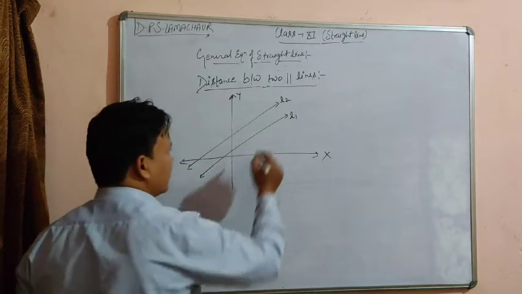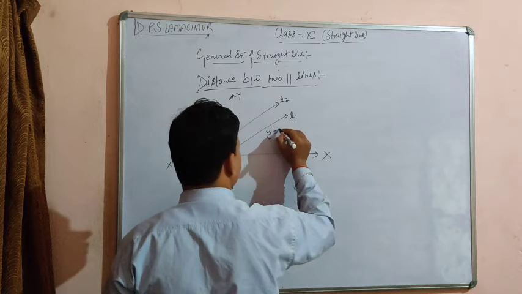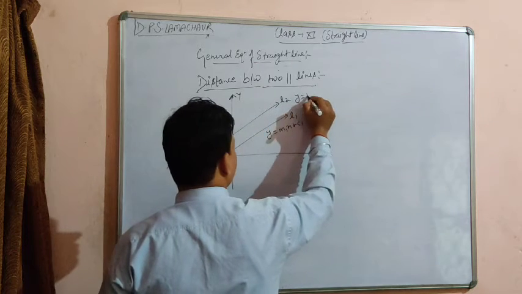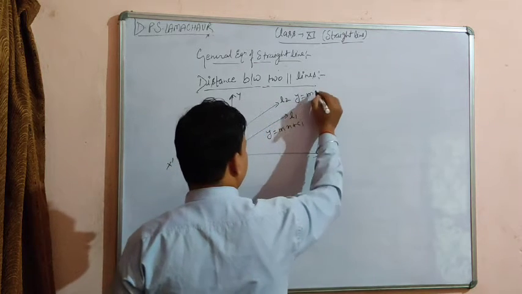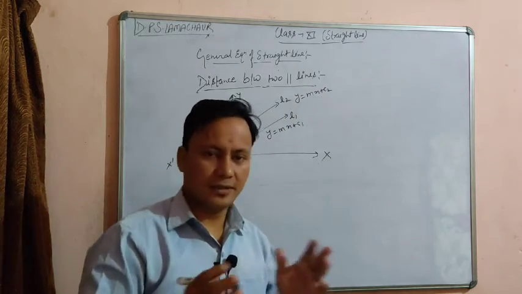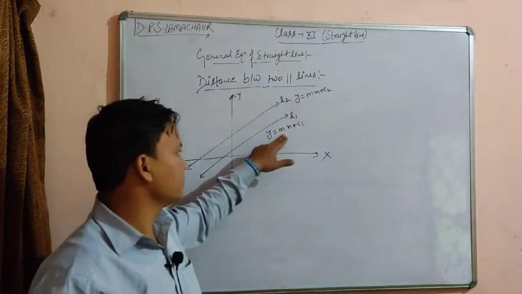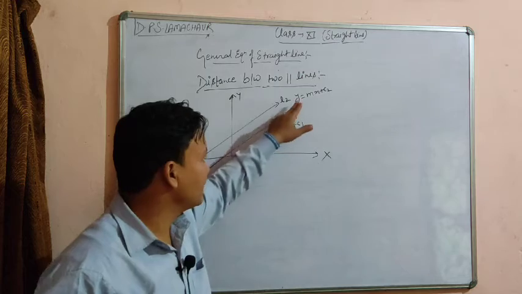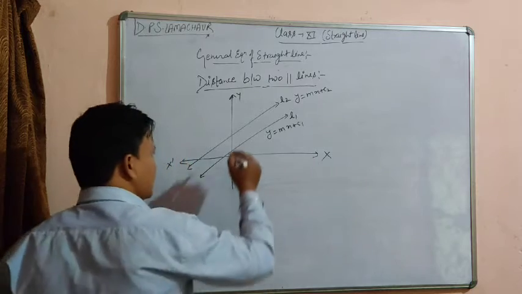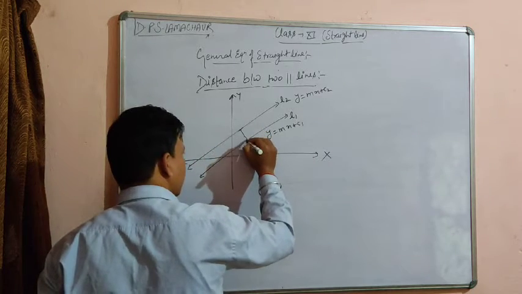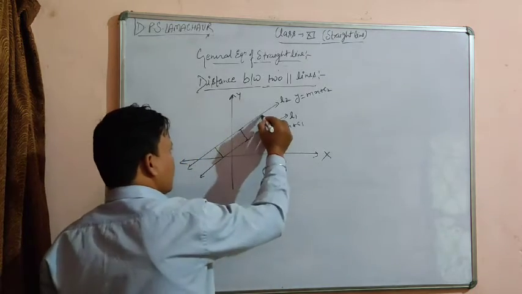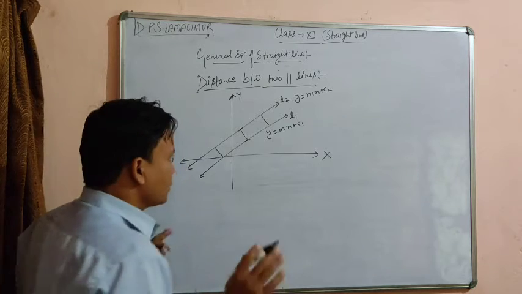Let the equation of the first line be y is equal to mx plus c1, and the second be y is equal to mx plus c2. Both lines are parallel, so if any two lines are parallel, beta, then their slopes will be the same. That's why I took both slopes the same in the equation. We need to find the distance between them. Since the lines are parallel, the distance will be constant at any point. Wherever you measure the distance, it will come out constant.